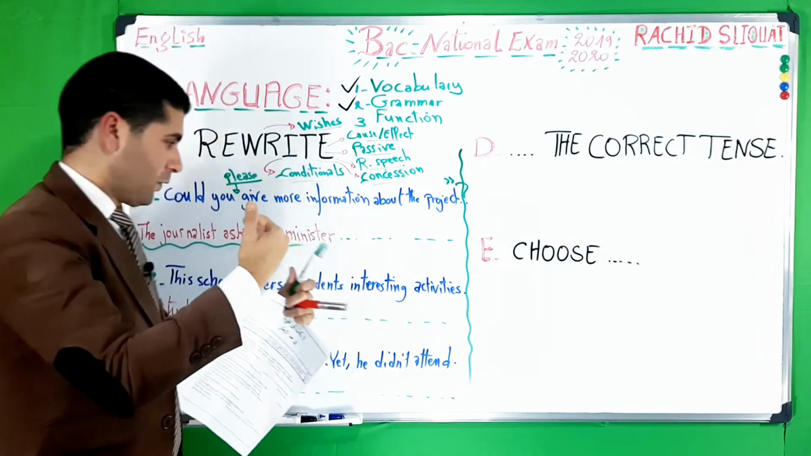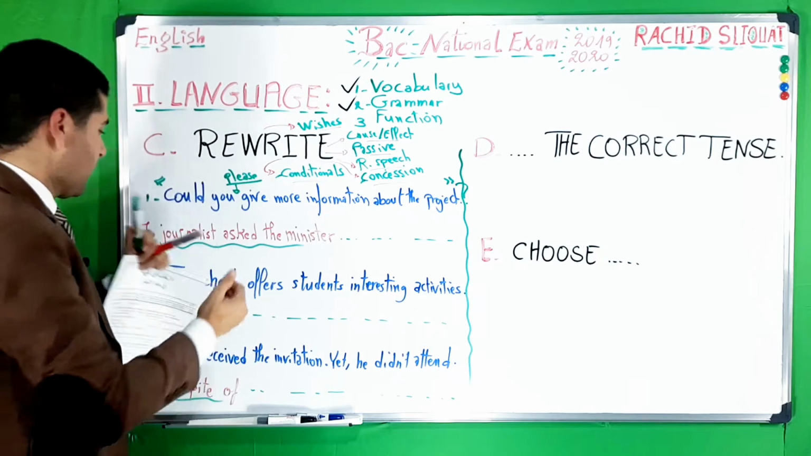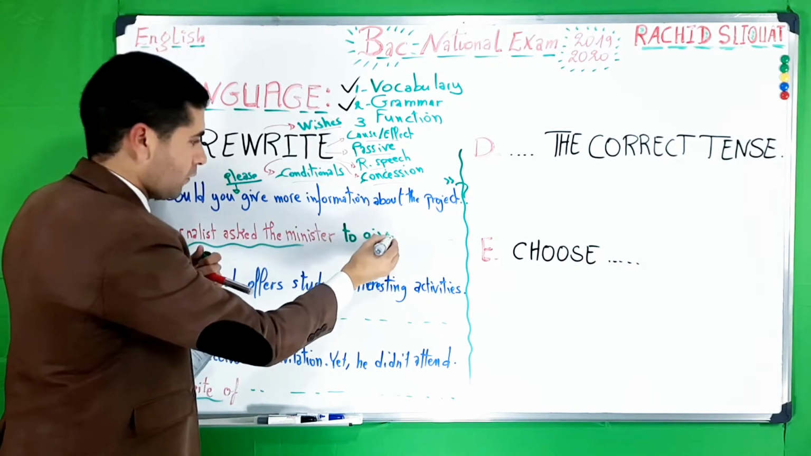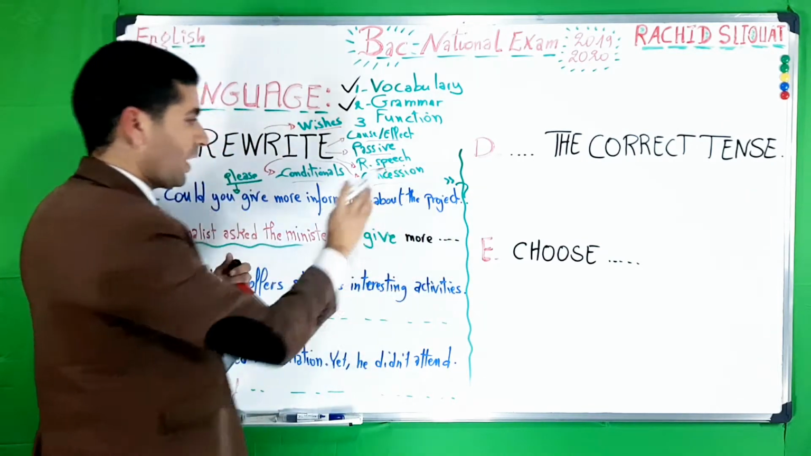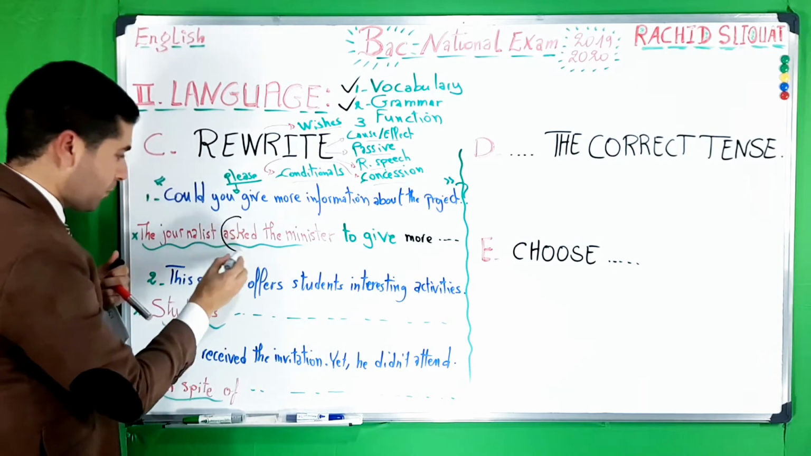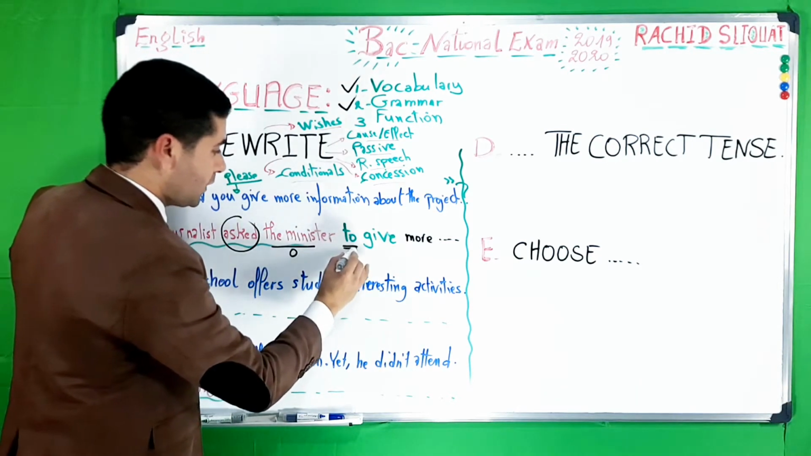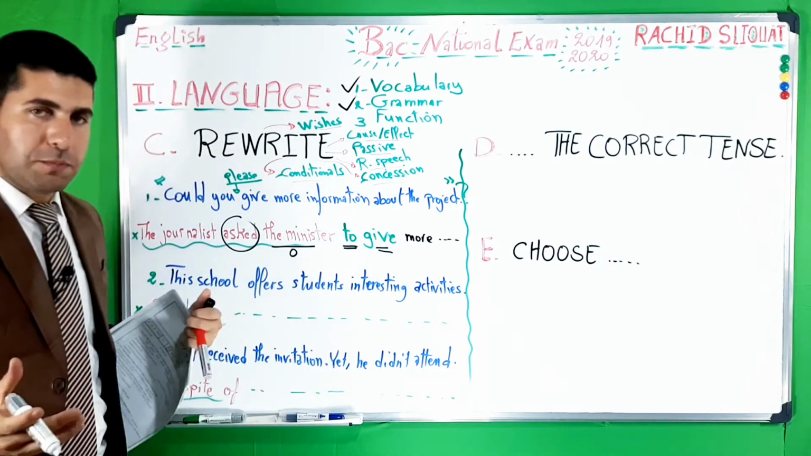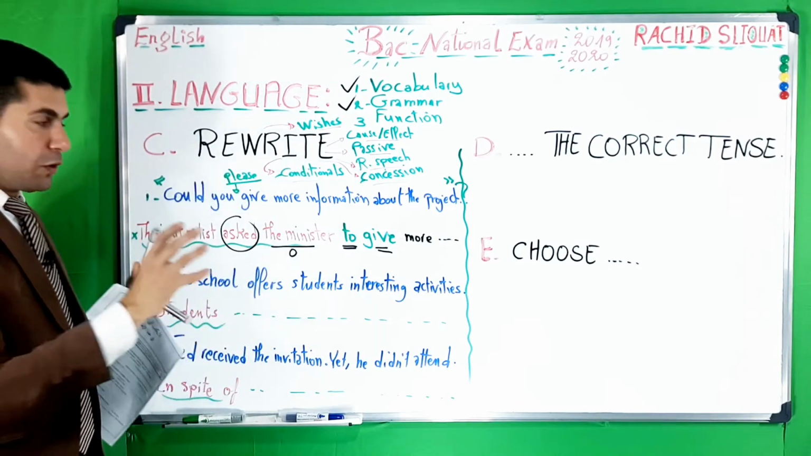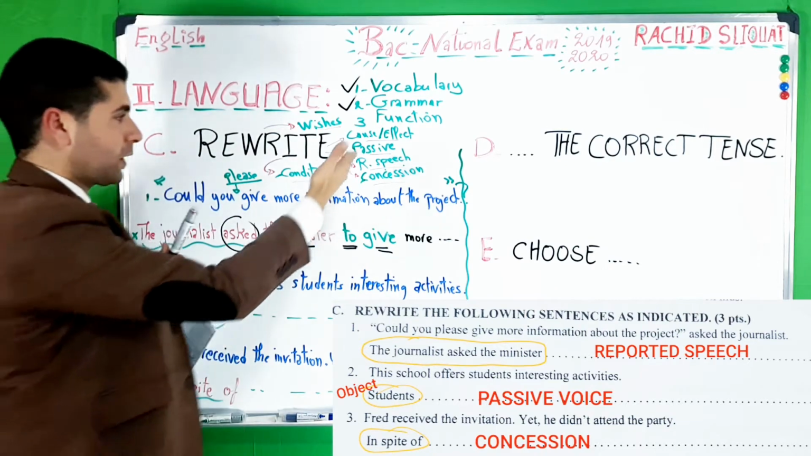If you have not seen this, you can go back to the episodes I have and watch how we report requests. So the journalist asked the minister to give what? To give more information about the project. So for a request, as you can see, here we have the reporting verb, and here we have the object plus to plus verb. This is how we report requests, okay? So we know this from the starting expression. So this means here we are concerned with reported speech.